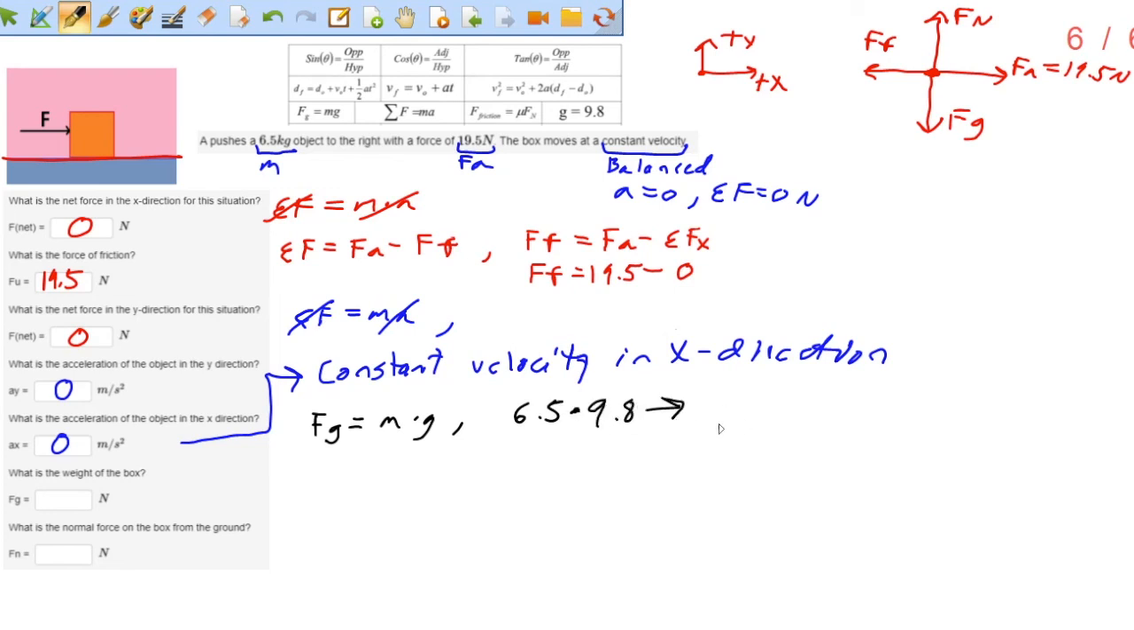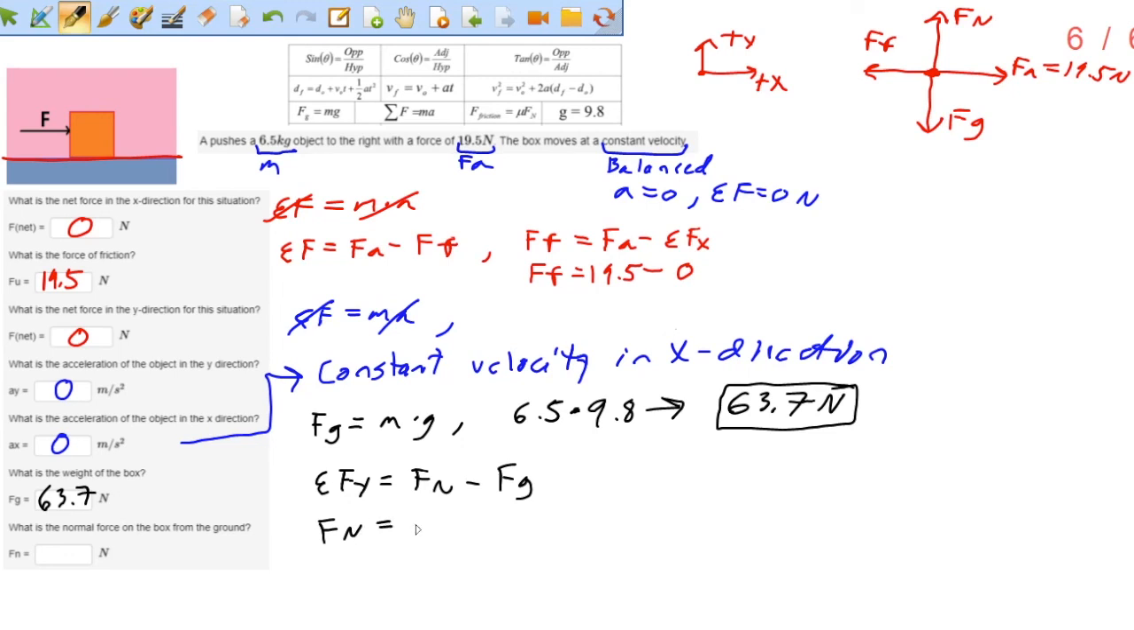So we multiply these two together, and we find out that the weight of this box should be equal to 63.7 newtons. Now that I know what the weight of the box is, I can figure out what the force normal is on that box. Like we said before, the net force in the y direction should be equal to the forces that point up, force normal, minus the forces that point down, force gravity. So if we're solving for force normal, I can go ahead and add force gravity over to the other side.